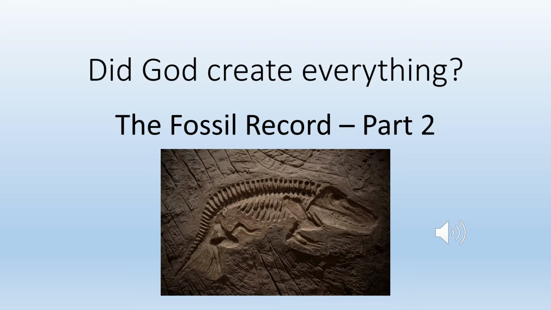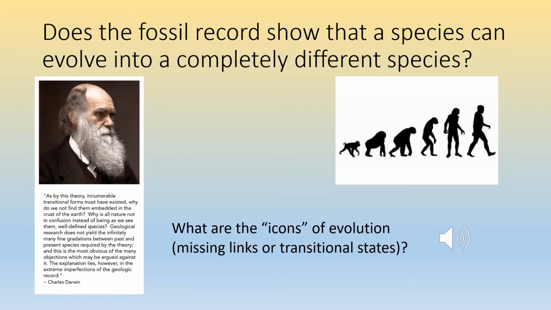The second major part of evolution is the change or evolution from one species into a completely different species. Does the fossil record support that? That's what we're going to have a look at in this talk. We've seen so far that the fossil record doesn't support the gradual evolution from simple organisms into complex organisms. But what about the evolution of one species into a different species?